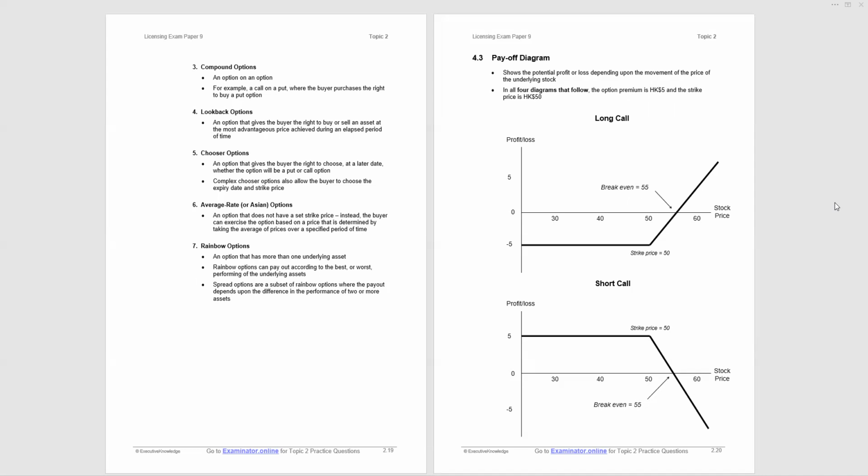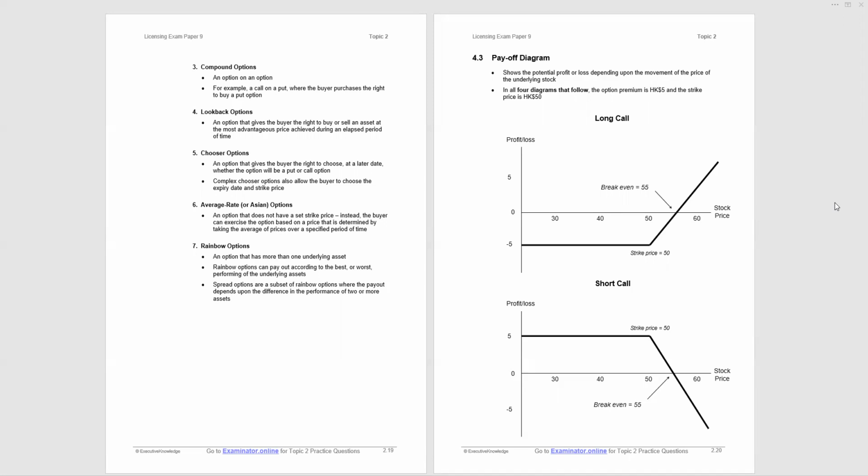So if we have the right to buy at 50, we're only going to do that if the price is above 50 in the market. Therefore, where the market price is below 50, we will not exercise the option. It will expire worthless, and we will have incurred the $5 premium. Therefore, we'll be showing a loss of $5.